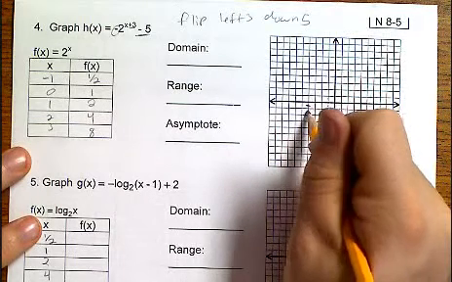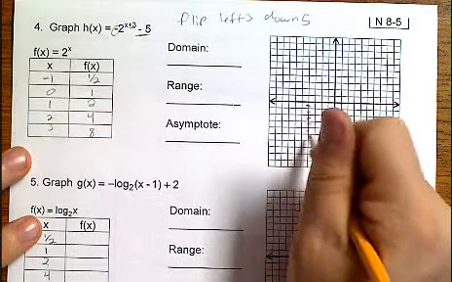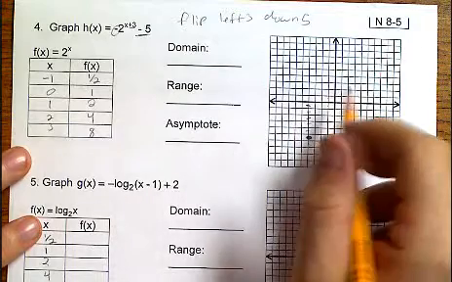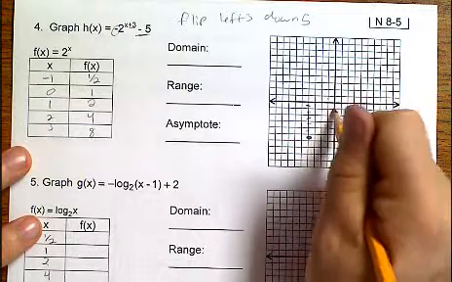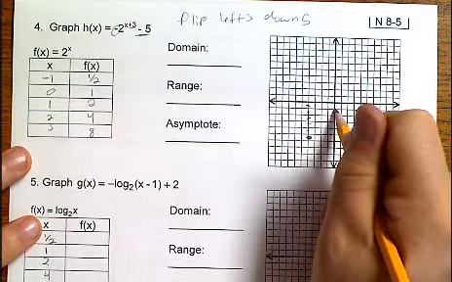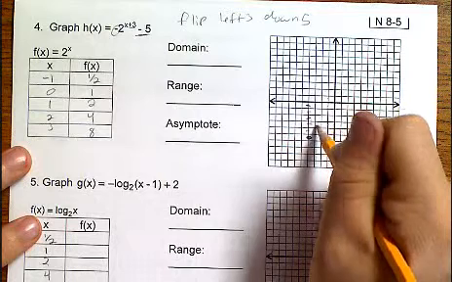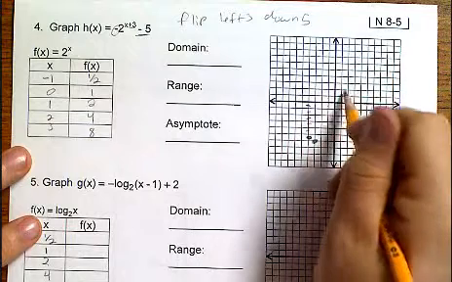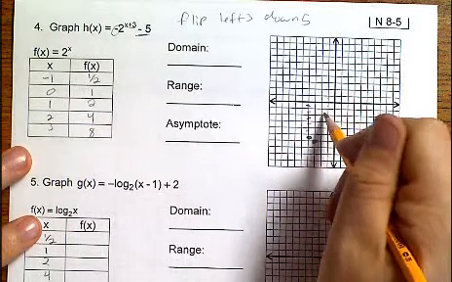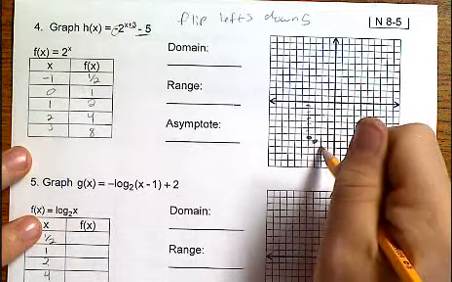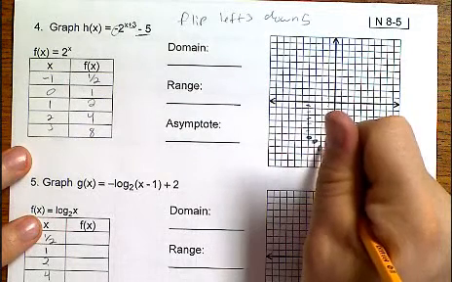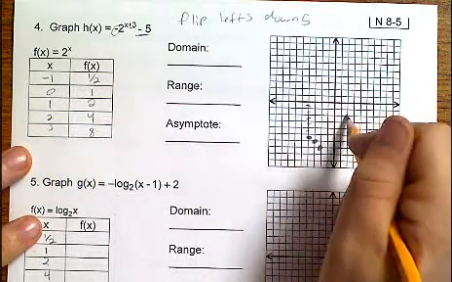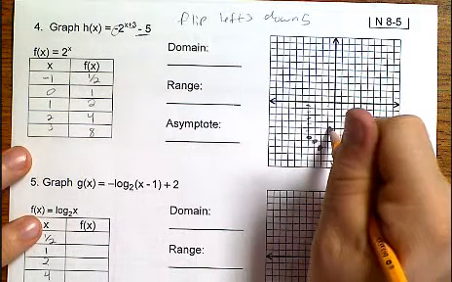So 1, 2, 3, 4, 5. 0, 1 we flip, then move down 5 more. Left 3. 1, 2, 3, down 5. 1, 2, 3, 4, 5. 1, 2, flip, becomes -2, left 3, down 5. 2, 4, flips to -4, left 3, down 5.